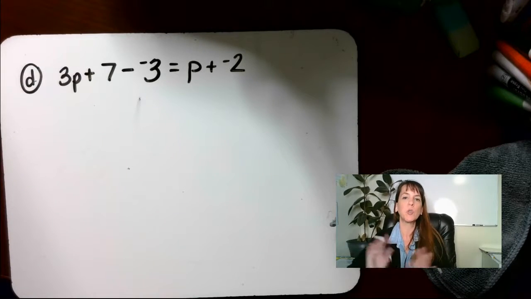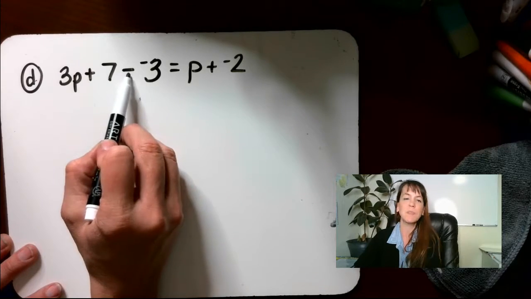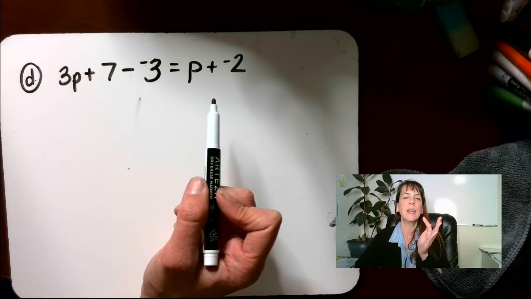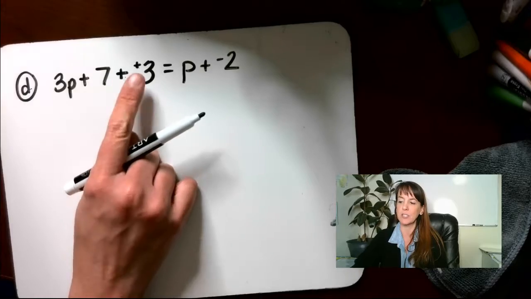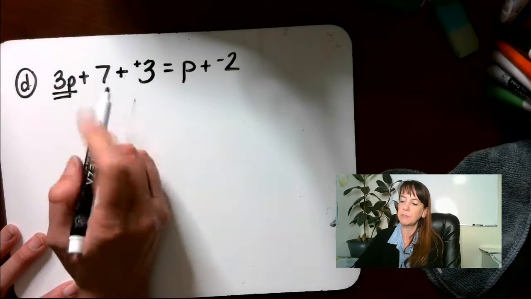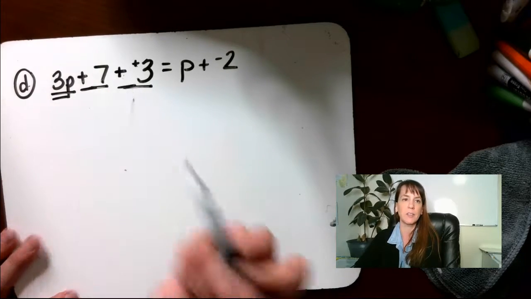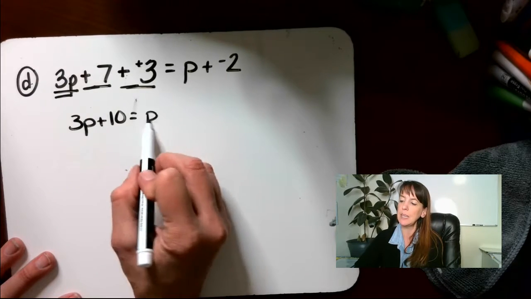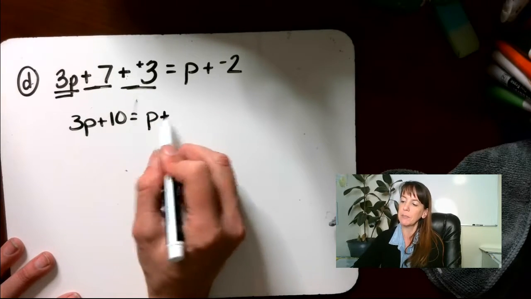Again, we want to group everything on one side before we go moving it left and right. Whenever we have subtraction, that's fine. However, I want to add the opposite here because otherwise it's going to get confusing having a subtraction of a negative, right? So on this side, we have 3p, and then we have 7 and 3. Positive 7, positive 3. Notice I'm underlining those operations. That's 3p plus 10 equals p minus 2, or plus a negative 2. We can do plus a negative.